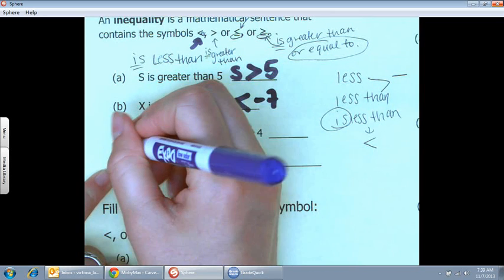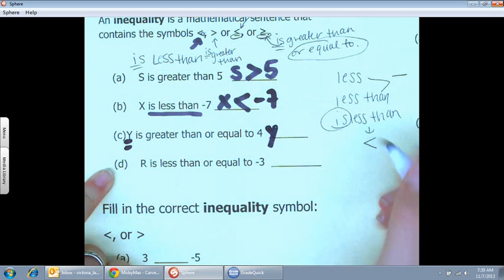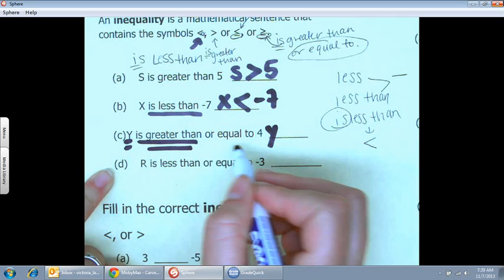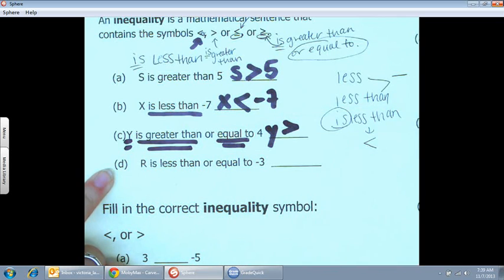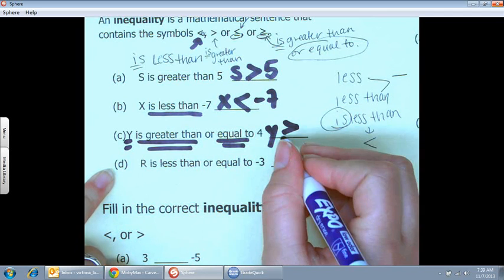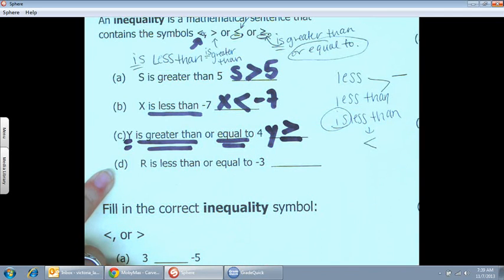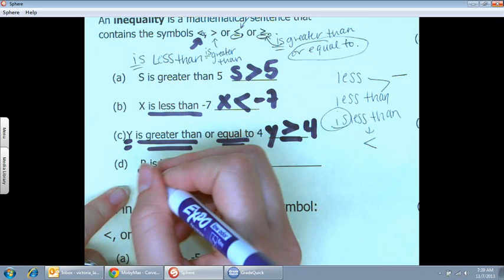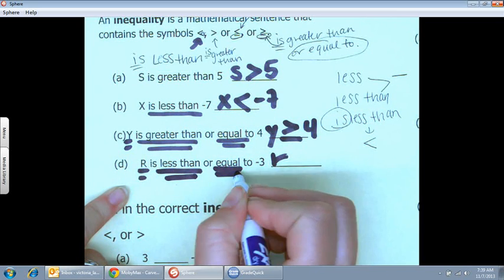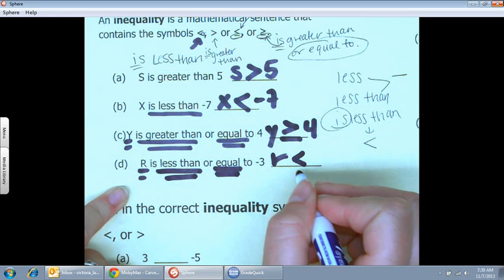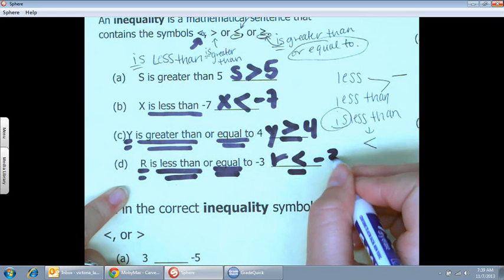Y, so Y is greater than or equal to 4. So greater than, and then what do we have to do for the equal to? We have to put that little line underneath it. Greater than or equal to 4. And then R, so R is less than or equal to negative 3.